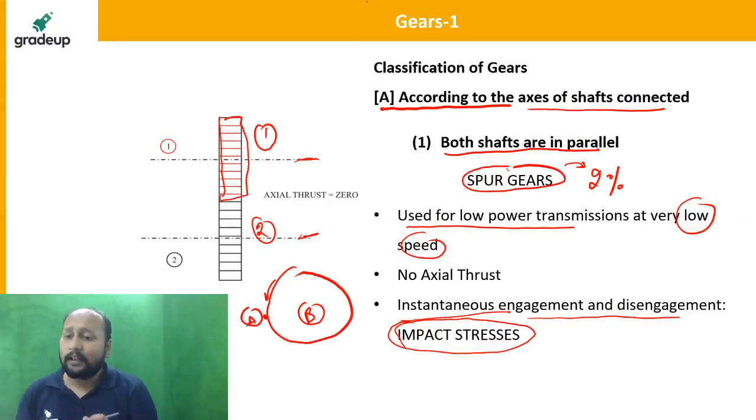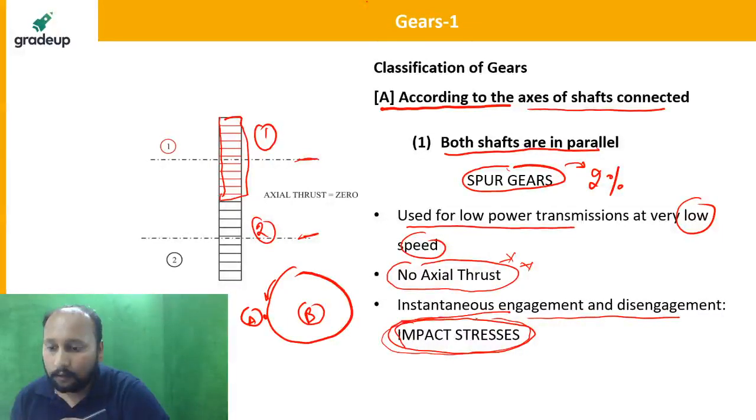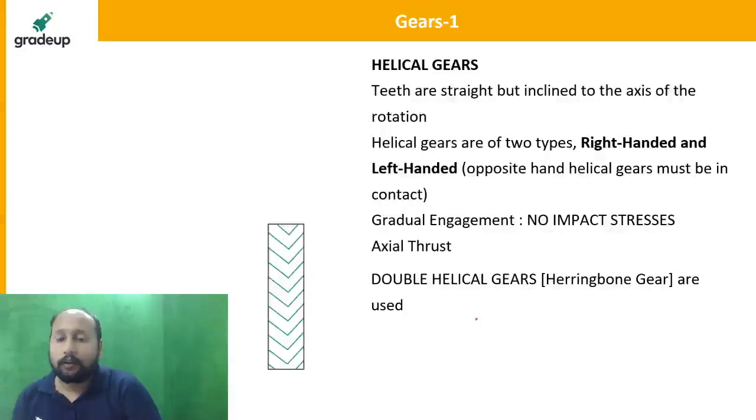Now, there is one advantage. Always in every gear we have some advantage and disadvantage. Spur gears have no axial thrust, which is the most beneficial point. But due to these impact stresses, we are not preferring spur gears. No, Amit, we are not using spur gears. Instead, we are using helical gears.